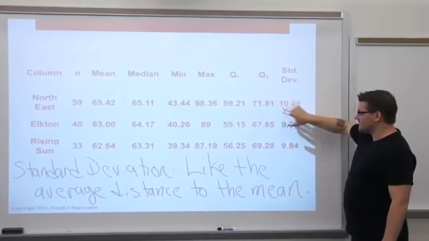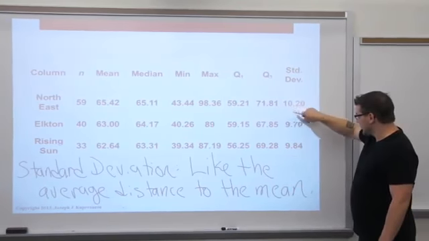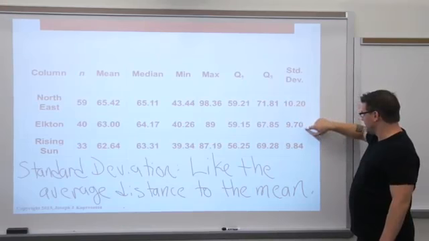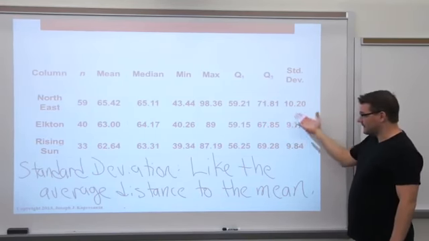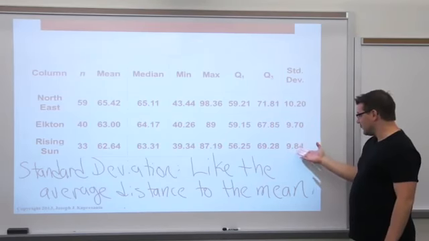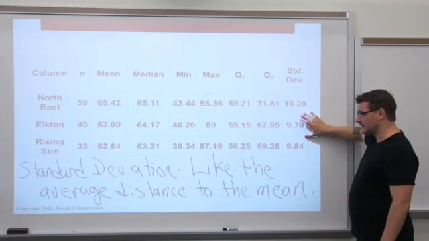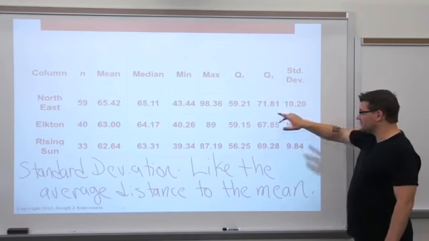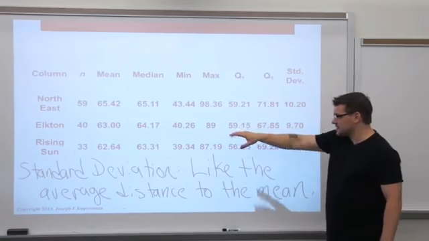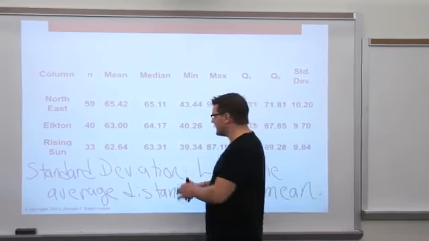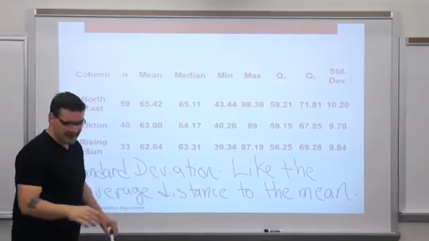Now let's try to visualize this. At the Northeast location, the standard deviation was about 10.2. At Elkton, I guess a little bit better, 9.7. That's in terms of grams. At Rising Sun it was 9.84. So I'm going to look just specifically at the histogram for Elkton. If you flip back one page, the mean of Elkton was 63 grams. Remember, it's supposed to be 71 grams. So we have a mean of 63 and a standard deviation of 9.7.